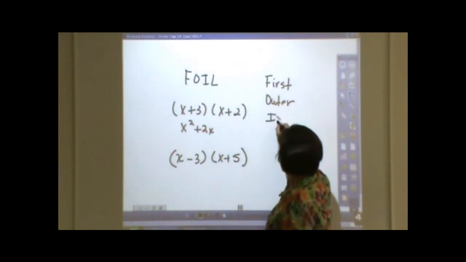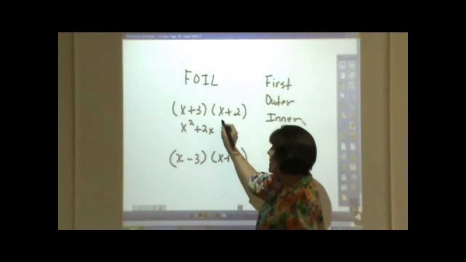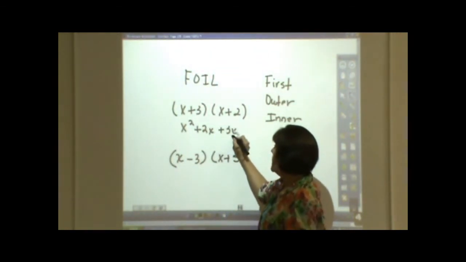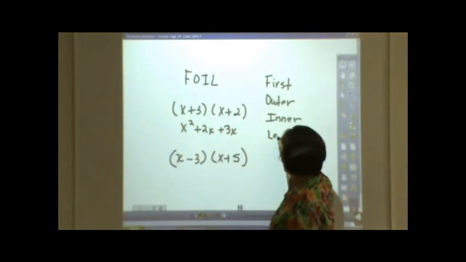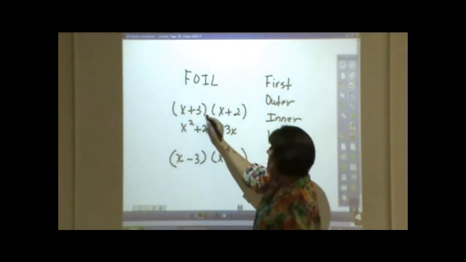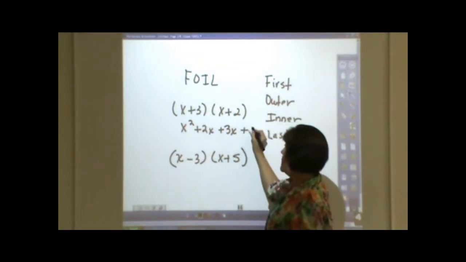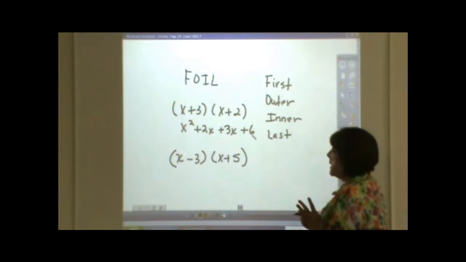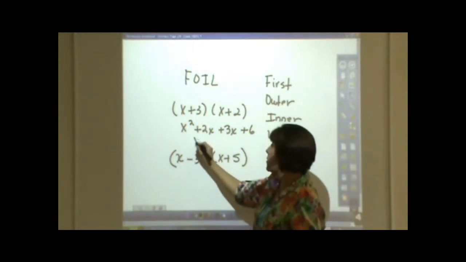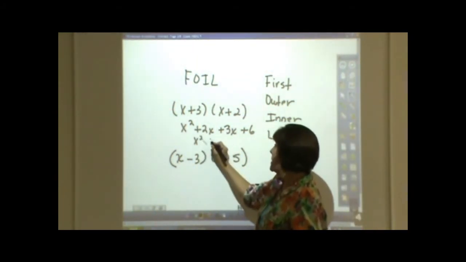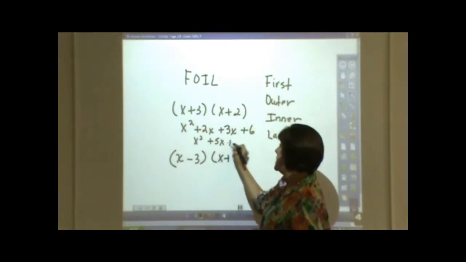Then we'll multiply our inner. The two inner terms are 3 and x, so 3 times x would be 3x. And then finally, the last terms, the last ones here times the last ones here, would be 3 times 2, which is 6. Now combining like terms, we'll have x squared, 2x plus 3x would be 5x, plus 6.